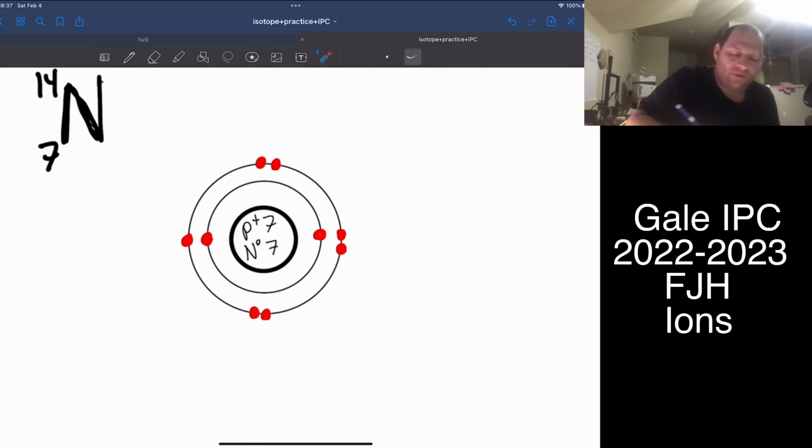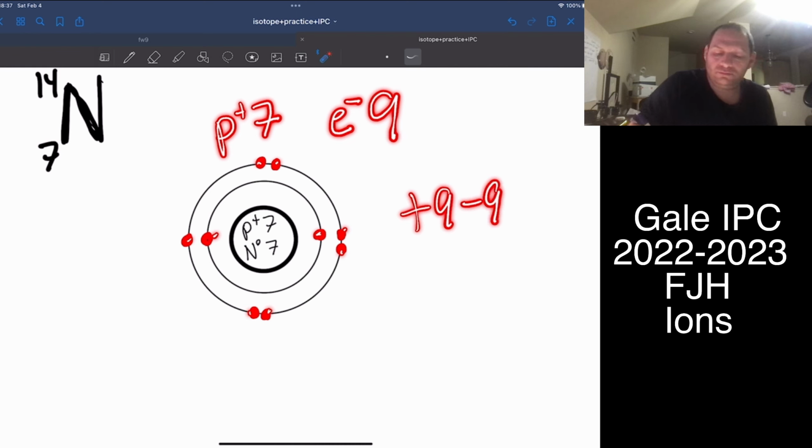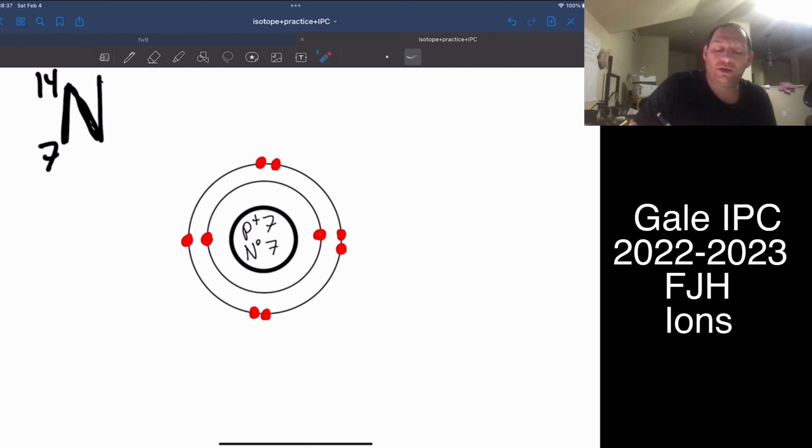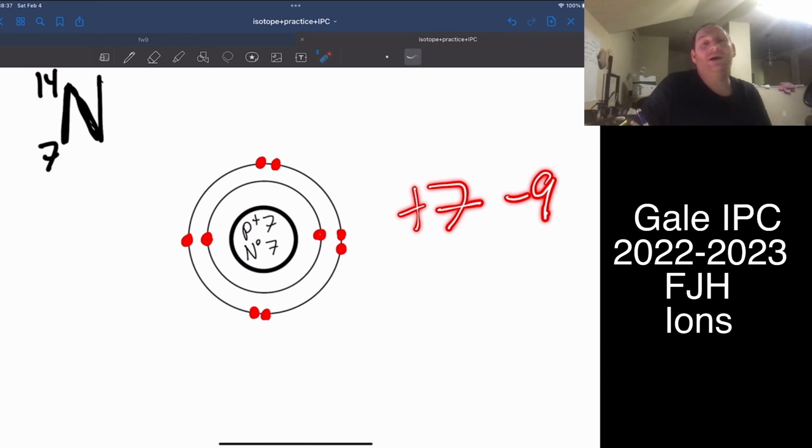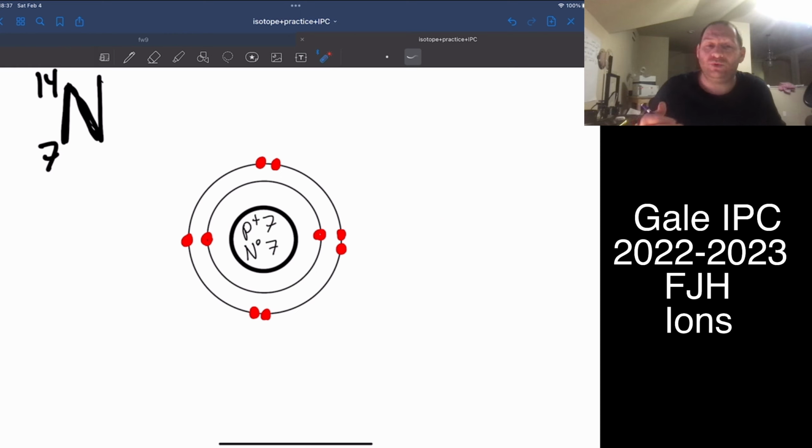So that's nitrogen. Let's see. We have protons at positive 7. Our electrons are going to be 1, 2, 3, 4, 5, 6, 7, 8, 9. What's plus 7 minus 9? Plus 7 minus 9 means we have a negative 2, or 2 minus charge.